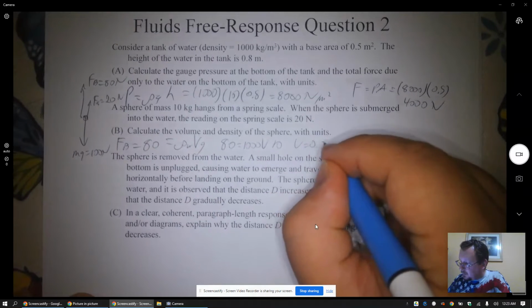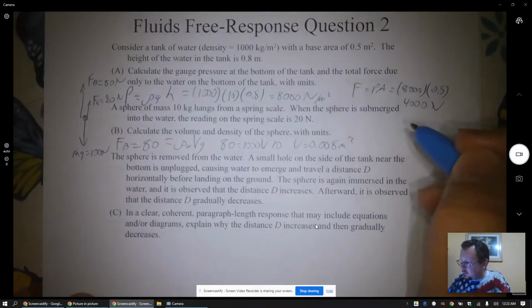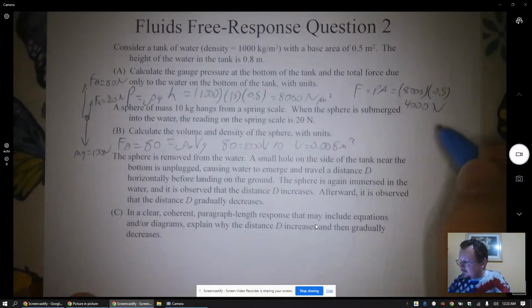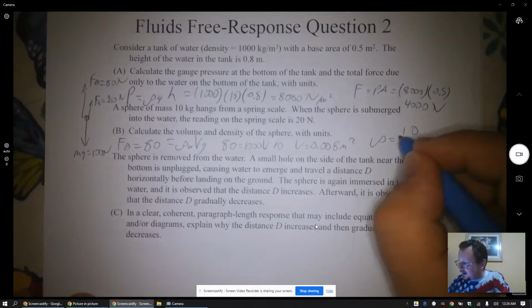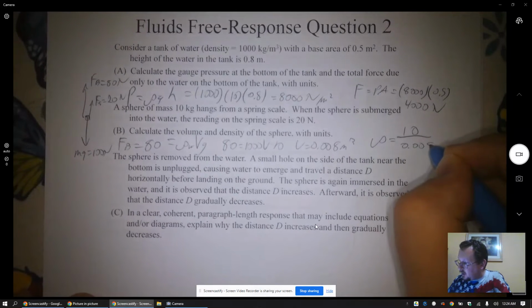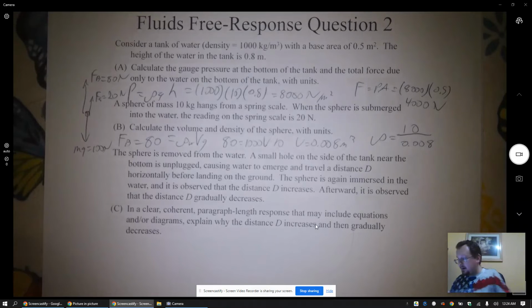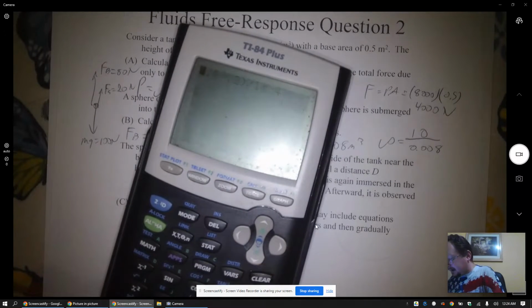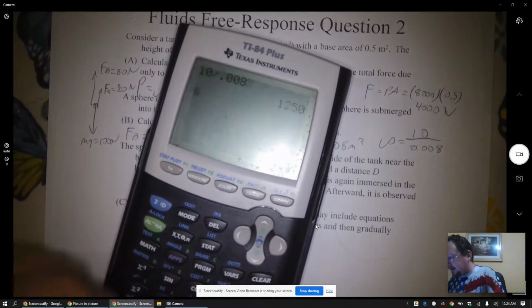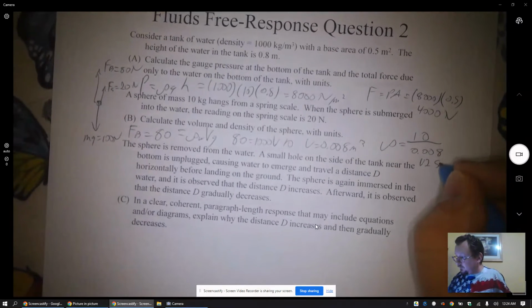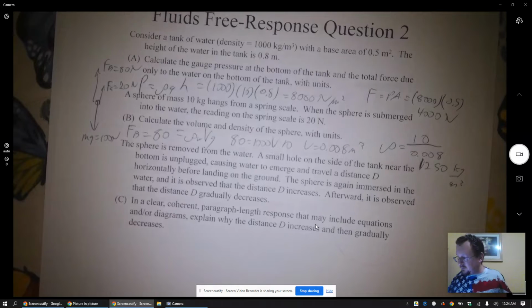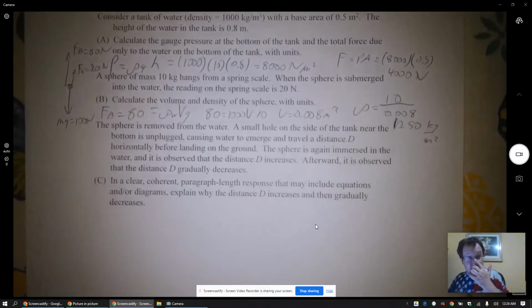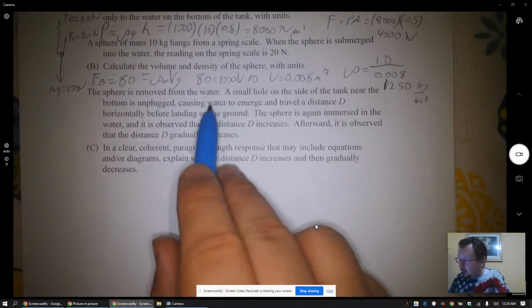So volume is going to be 0.008 meters cubed. And then we know the mass is 10. So the density of the sphere will be 10 kilograms over 0.008. I'm not doing the math in my head. 10 kilograms over 0.008 is 1250 kilograms per meter cubed. All right, so here we go. The sphere is removed from the water.